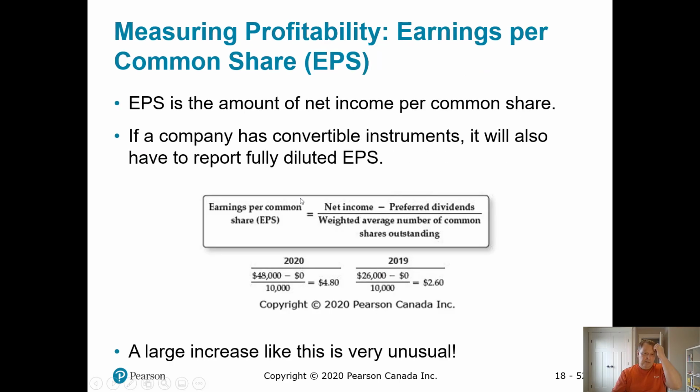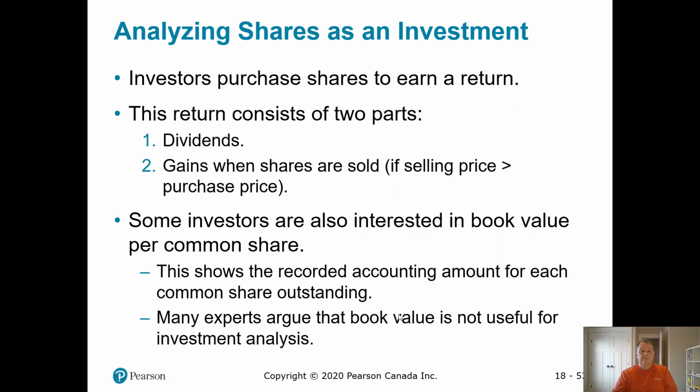So earnings per share, we've already talked about this before. Net income minus preferred dividends over the weighted average number of common shares. An excellent measure on a per company basis. Easy to see, and you can see in this case they've improved their earnings per share to $4.80 from $2.60. That's really good for sure.